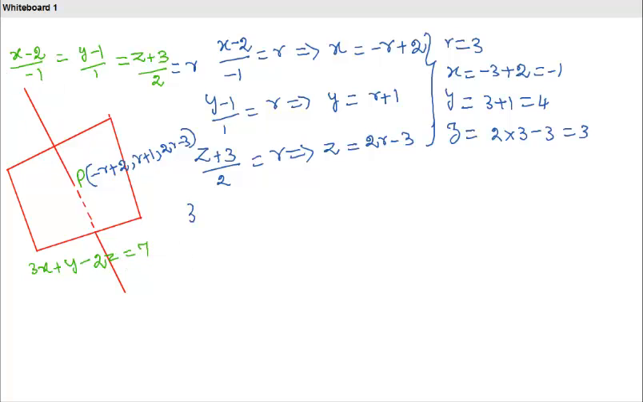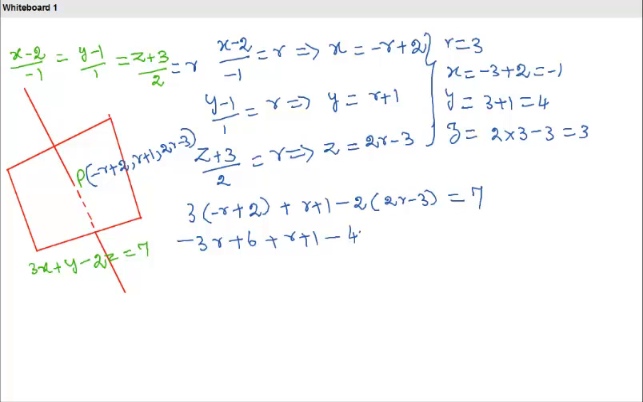So, let us replace x by -r + 2, y by r + 1 and z by 2r - 3. So, 3(-r + 2) + (r + 1) - 2(2r - 3) has to be balanced by the right hand side of the plane equation, which is 7. Then, let us expand it. So, it is -3r + 6 + r + 1 - 4r + 6 = 7. Then, we can club the r terms. -3r + r is -2r, -2r - 4r is -6r. Then, grouping the constants, 6 + 1 is 7, 7 + 6 is 13, 13 - 7 is 6. So, -6r + 6 = 0. So, this is a simple linear equation in r. We can effortlessly solve for r and we get the value of r as 1.